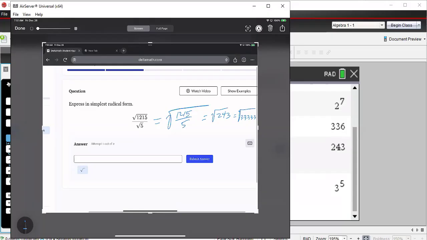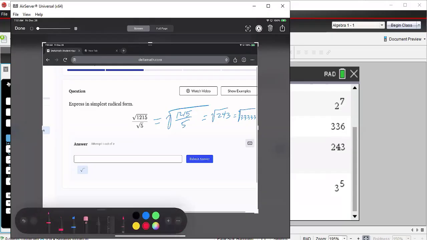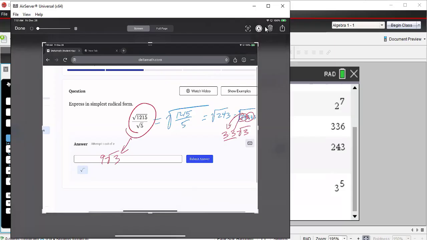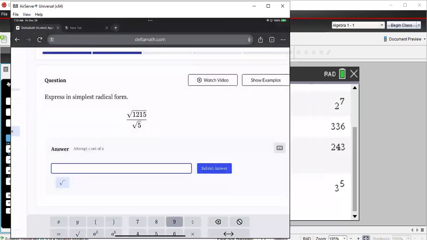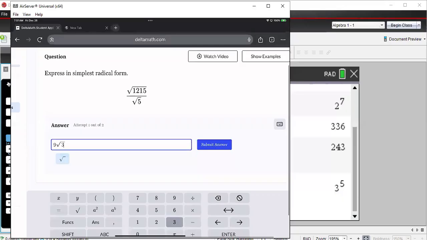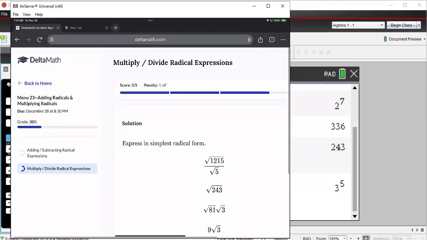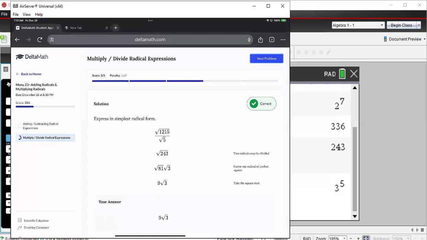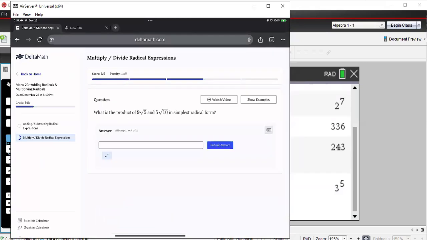And remember, we're simplifying, so we're going to take all the pairs out. So that's one pair, that's another pair, and we're left with one 3 inside. So this is 9 square root of 3. So this simplifies to 9 radical 3. So let's delete this and let's type that in, 9 radical 3.